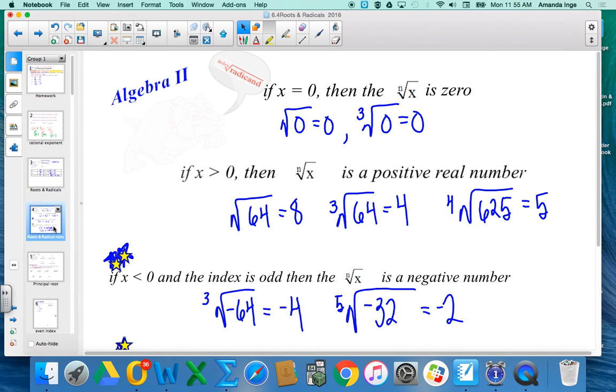So on the top of this piece of paper I gave you is some information that is similar to what I have up here. If x is equal to 0, and you need to take this down, this is something you've got to know, then the nth root of x is 0. So in other words, the square root of 0 is equal to 0, the cube root of 0 is equal to 0, and I can continue on.